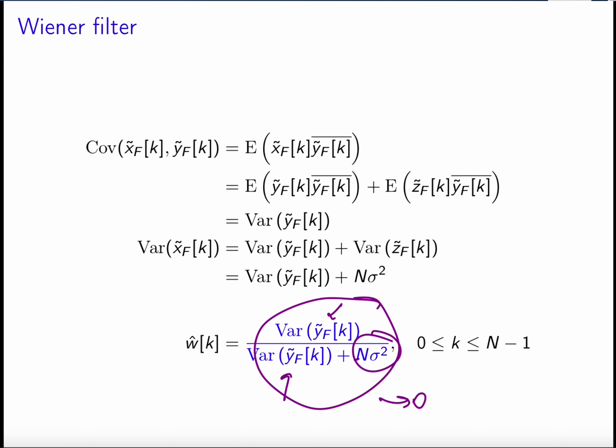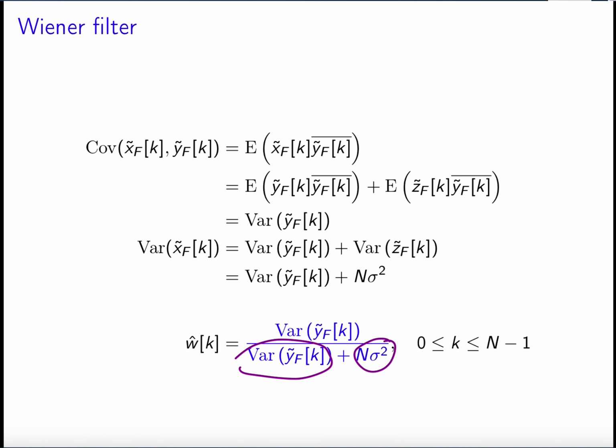In between, you're doing a trade-off between the variance of the signal and the variance of the noise. You're taking your measurements, each individual DFT coefficient separately, and you are making it smaller if you think that the variance of the noise is going to be large with respect to the variance of that particular DFT coefficient, and you're leaving it alone if you think that the variance of the noise is going to be small with respect to the variance of that DFT coefficient, which makes a lot of sense.